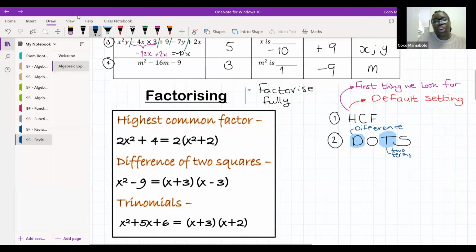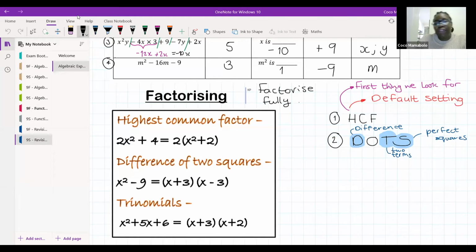Okay, two terms, but both of those things, the S stands for squares. So I need to make sure that both of those two terms are perfect squares. Okay, both of them need to be perfect squares.